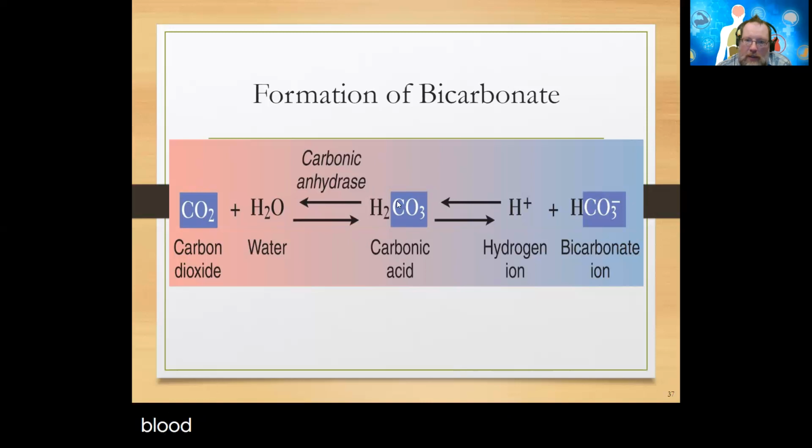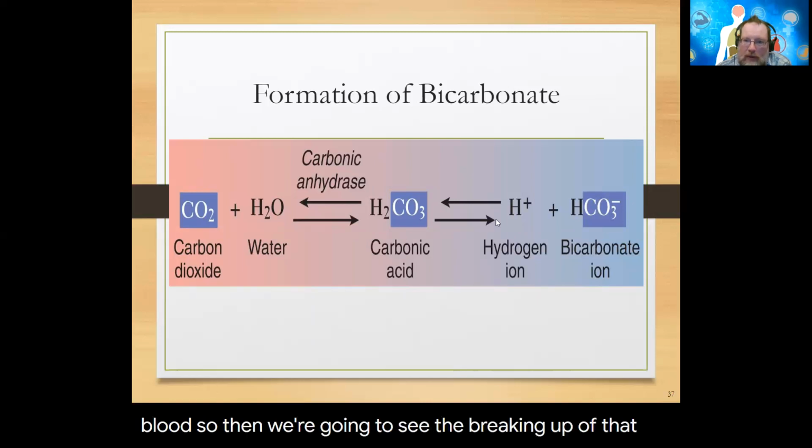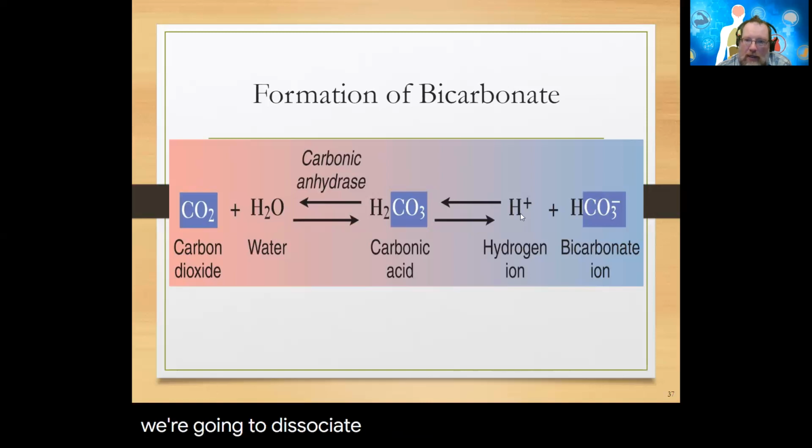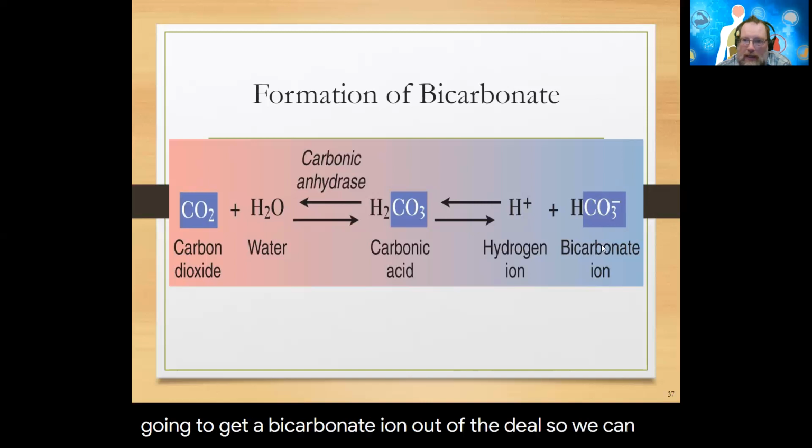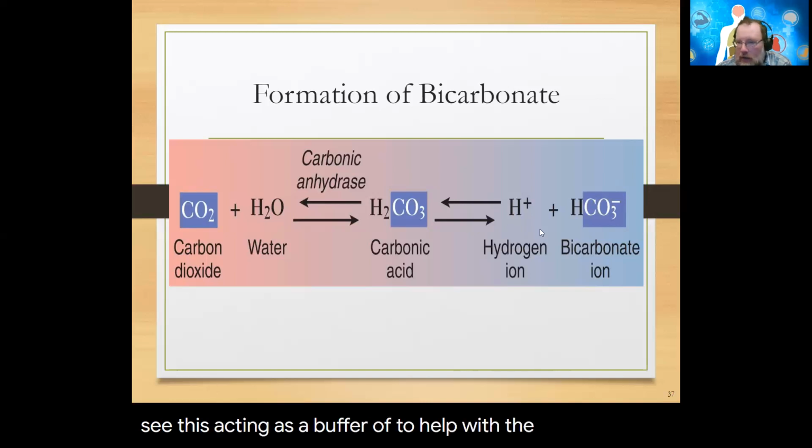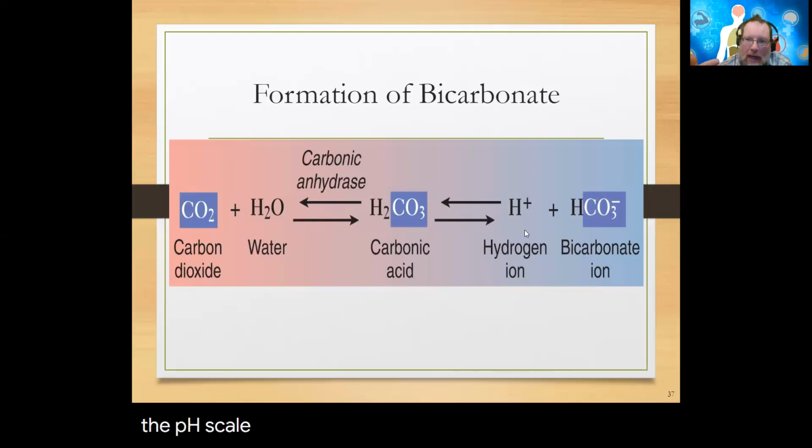So then we're going to see the breaking up of that. We're going to dissociate that hydrogen ion, and then we're going to get a bicarbonate ion out of the deal. So we can see this acting as a buffer to help with the excess hydrogen ion concentration. So if there is too much carbon dioxide in the blood, it will lead to a lower pH, a lower number on the pH scale, but a higher concentration of hydrogen ions, which means more acidic.